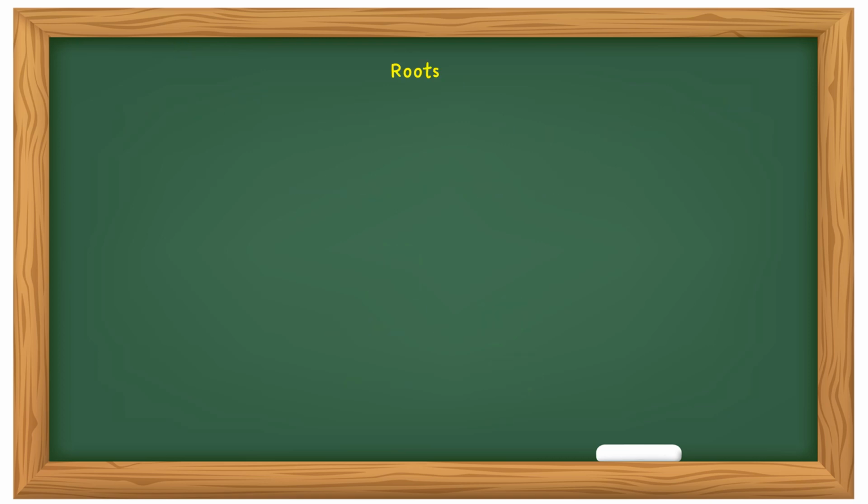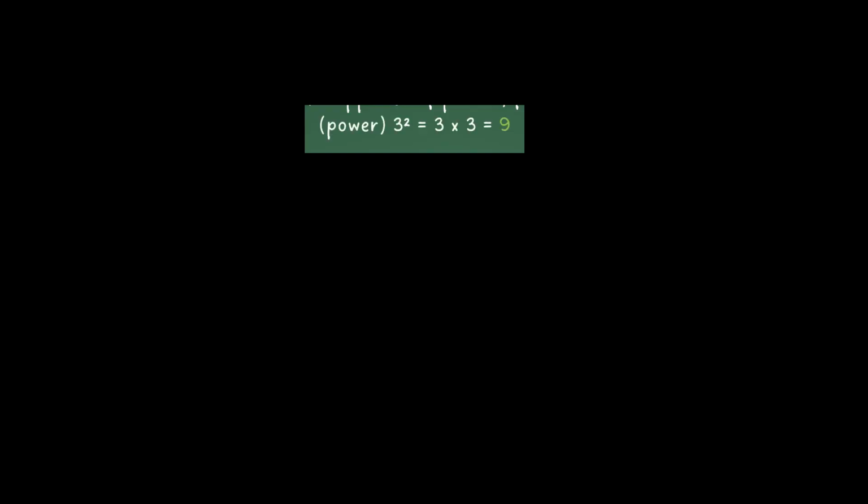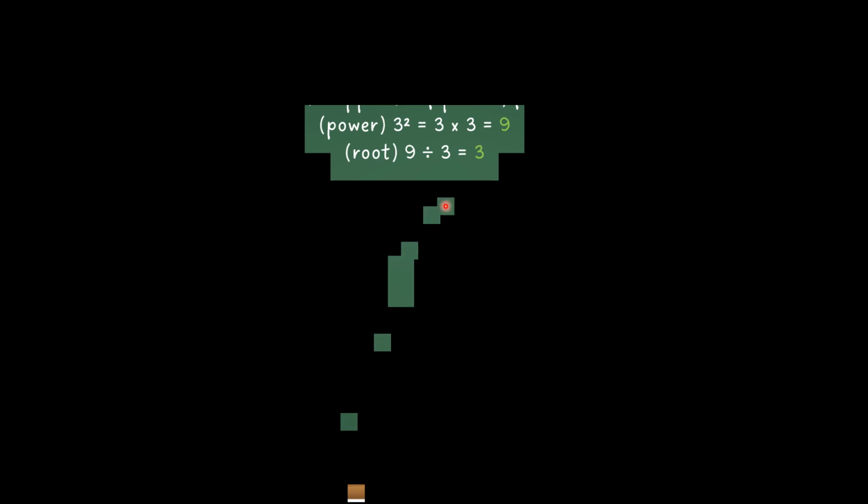Now let's look at roots. Roots are the opposite of powers. For example, there's your power: 3 to the power of 2 means 3 times 3 equals 9. Well, the root is in reverse. So you can see 9 divided by 3 gives you 3. So in this case, 3 is the root number. 3 is the root number.